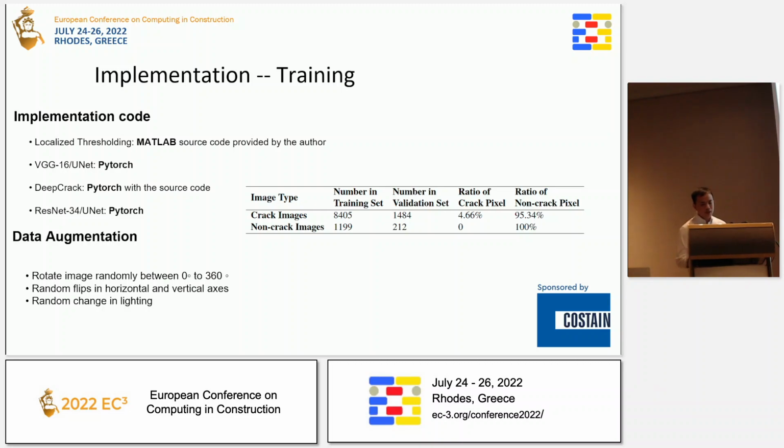We try to do some small twists on those original images. We rotate the image randomly from 0 to 360 degrees, we flip the image horizontally or vertically, and we randomly change the lighting to make them look quite different from the original ones. We split the training and testing at about 7 to 3, and regarding crack ratios, we have about 5% cracks overall in the pixels. So this is the implementation of the training.